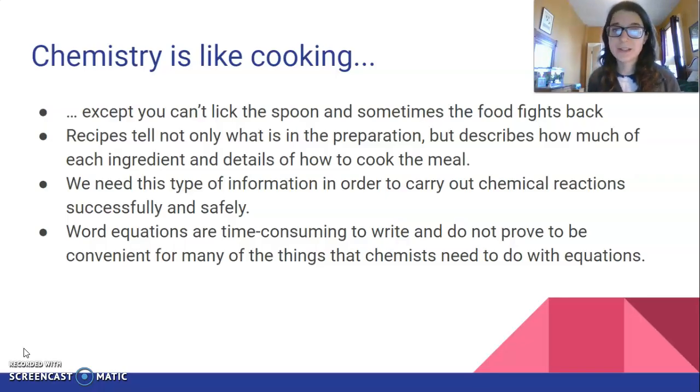So again, chemistry is like cooking. You can't lick the spoon. Sometimes the food fights back. So again, chemical equations are just recipes for chemical reactions.